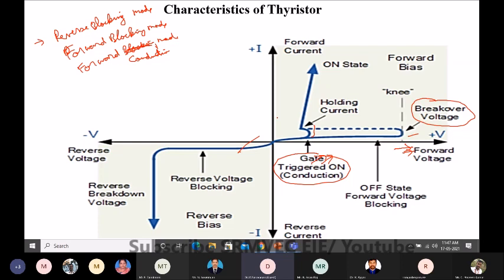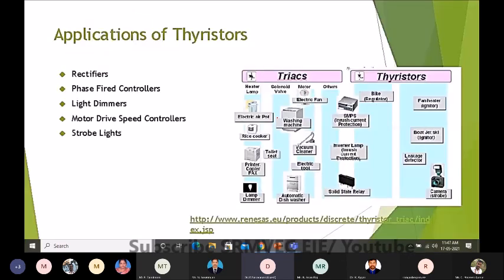So this is the characteristics of a thyristor, and very important, the voltage and current related to the thyristor is very high, whereas a BJT can only take millivolts and milliamps. So be careful of this relation of the powers. Thyristors will be used in power electronics: for rectifiers, that is high voltage rectifiers, then phase fired controllers, light dimmers, motor drive speed controllers, and strobes. Everything here is related to high power. For low power, that is millivolt and milliamp, you can go for BJT and FET devices. But thyristors will be used for high voltage and high current.